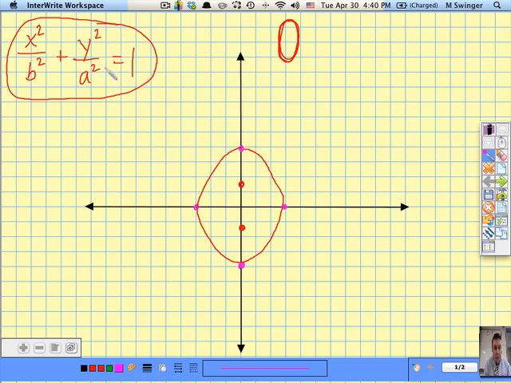What's the only difference here? A squared and b squared switched. A squared is now under y instead of x. So a squared is under x when it's horizontal. A squared is under y when it's vertical.